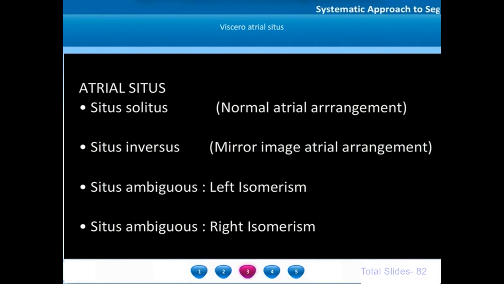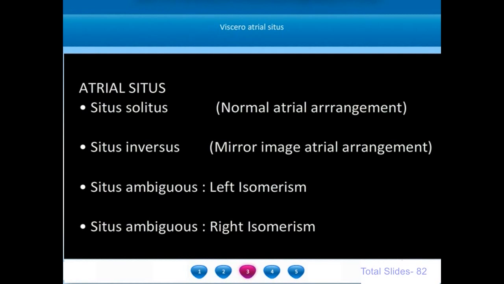As the abdominal viscera and the atrial situs are often concordant to each other, it's combinedly referred to as visceroatrial situs. In situs solitus, which refers to the normal atrial arrangement, the morphological right atrium is on the right side and the left atrium is on the left side. When we look at the abdomen, the inferior vena cava and the liver mass will be on the right side. The abdominal aorta and the stomach will be on the left side.